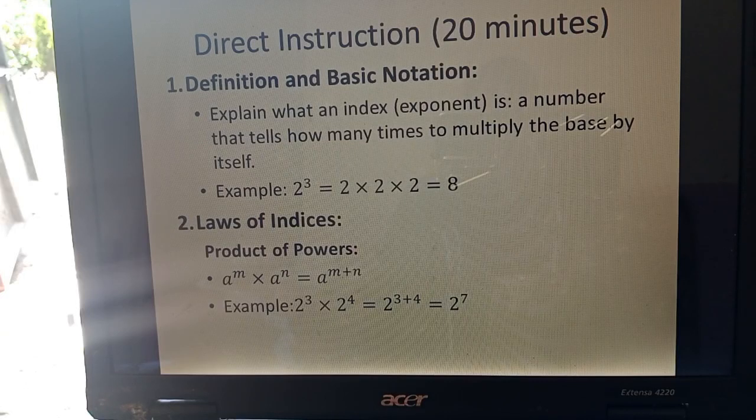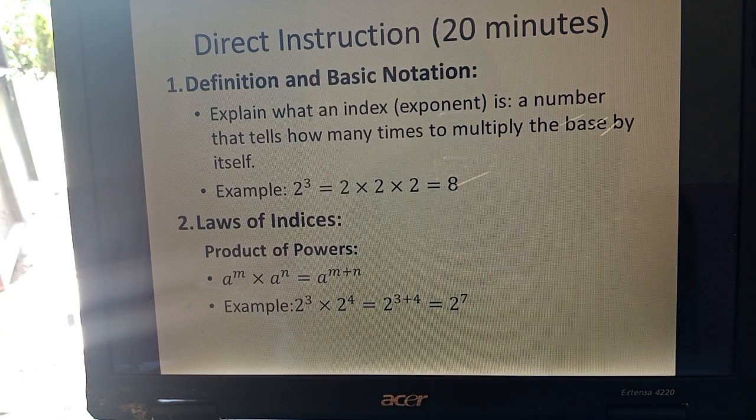The next step in your lesson plan should be direct instruction, which takes about 20 minutes. Here, you are going to give the definition and you show them the basic notation, where you explain what an index or exponent is. And here you can tell them it is a number that tells how many times to multiply the base by itself. And you give an example there, like 2 cubed is equal to 2 times 2 times 2, which results in 8.